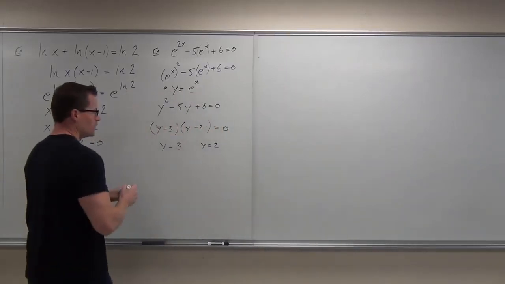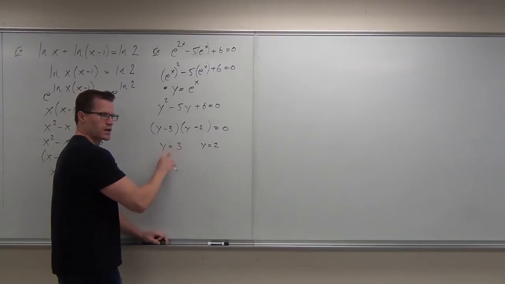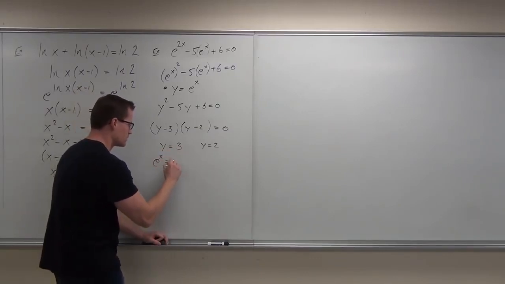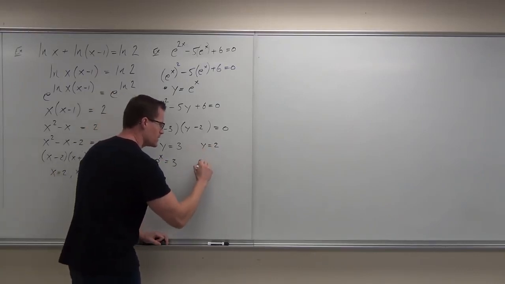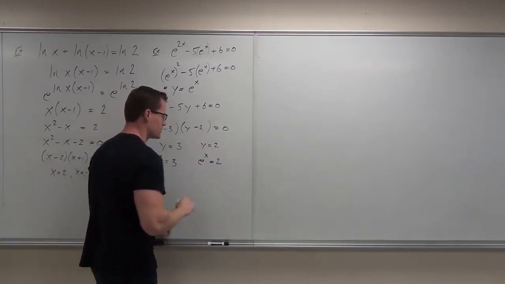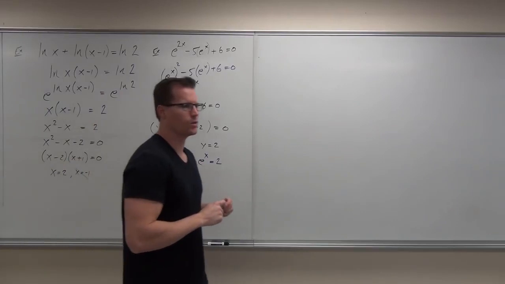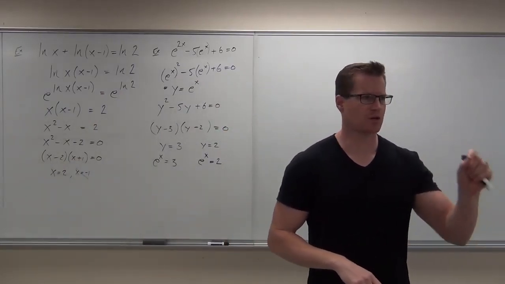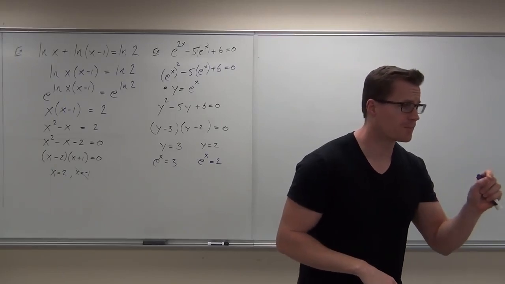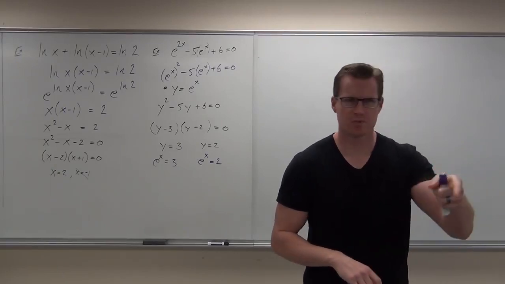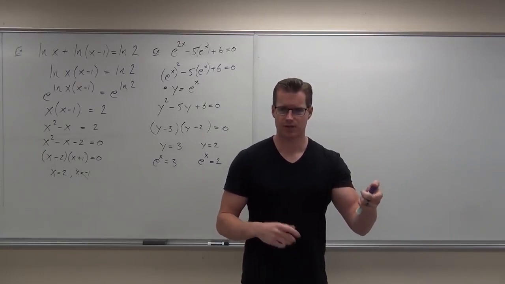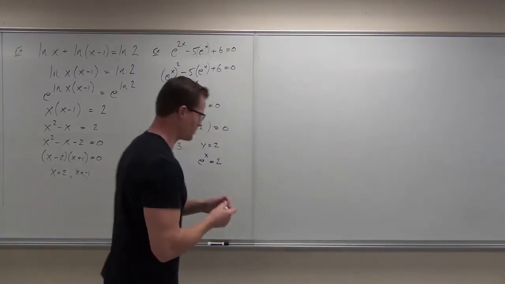So instead of y equals 3, what could I write, please? e to the x equals 3. And instead of y equals 2, I could have e to the x equals 2. That's excellent. Now, can you solve that? If e to the x equals 2, how would you solve it? Which particular type of log? The natural log. That's right, because we want to match up our bases.